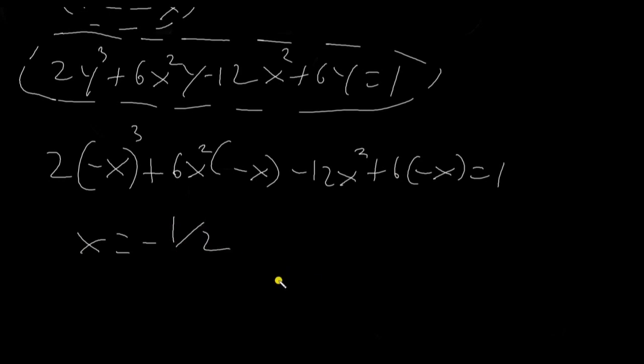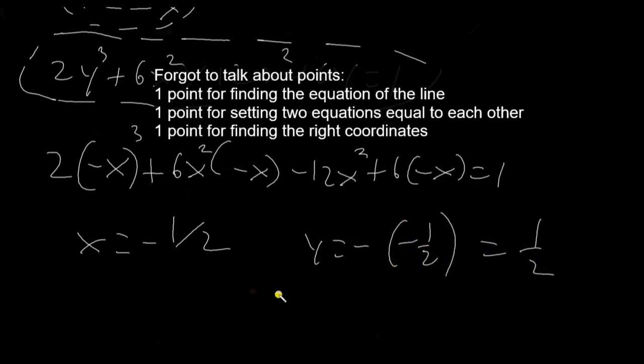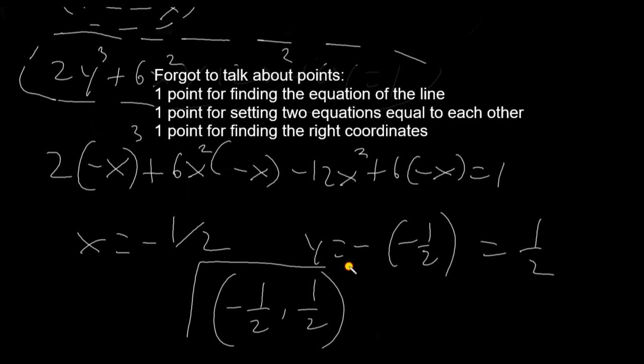Now if you solve this equation for x, you would get x is equal to -1/2. And since y is equal to -x, y is equal to the negative of -1/2, which is just positive 1/2. That means the final point is going to be (-1/2, 1/2). Right, that's the answer.